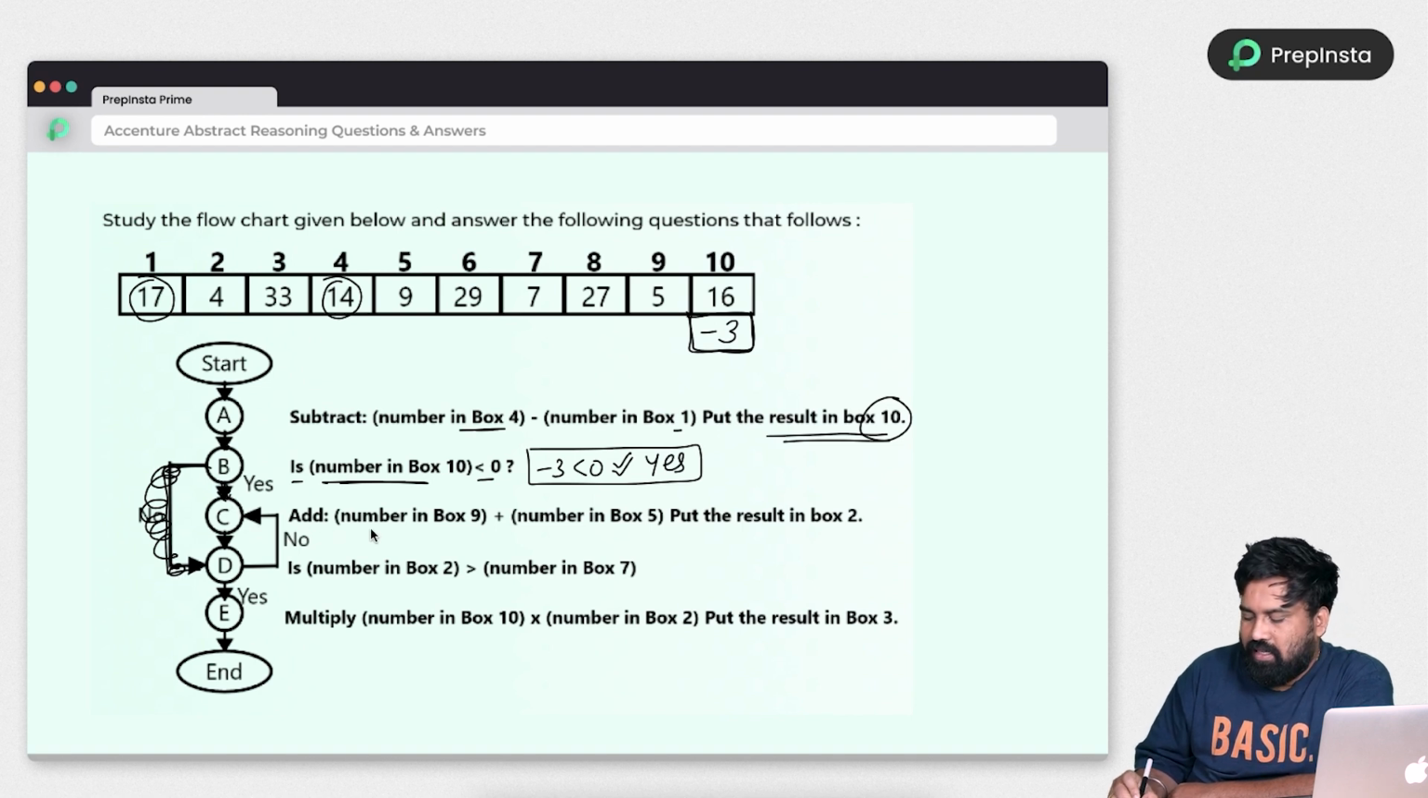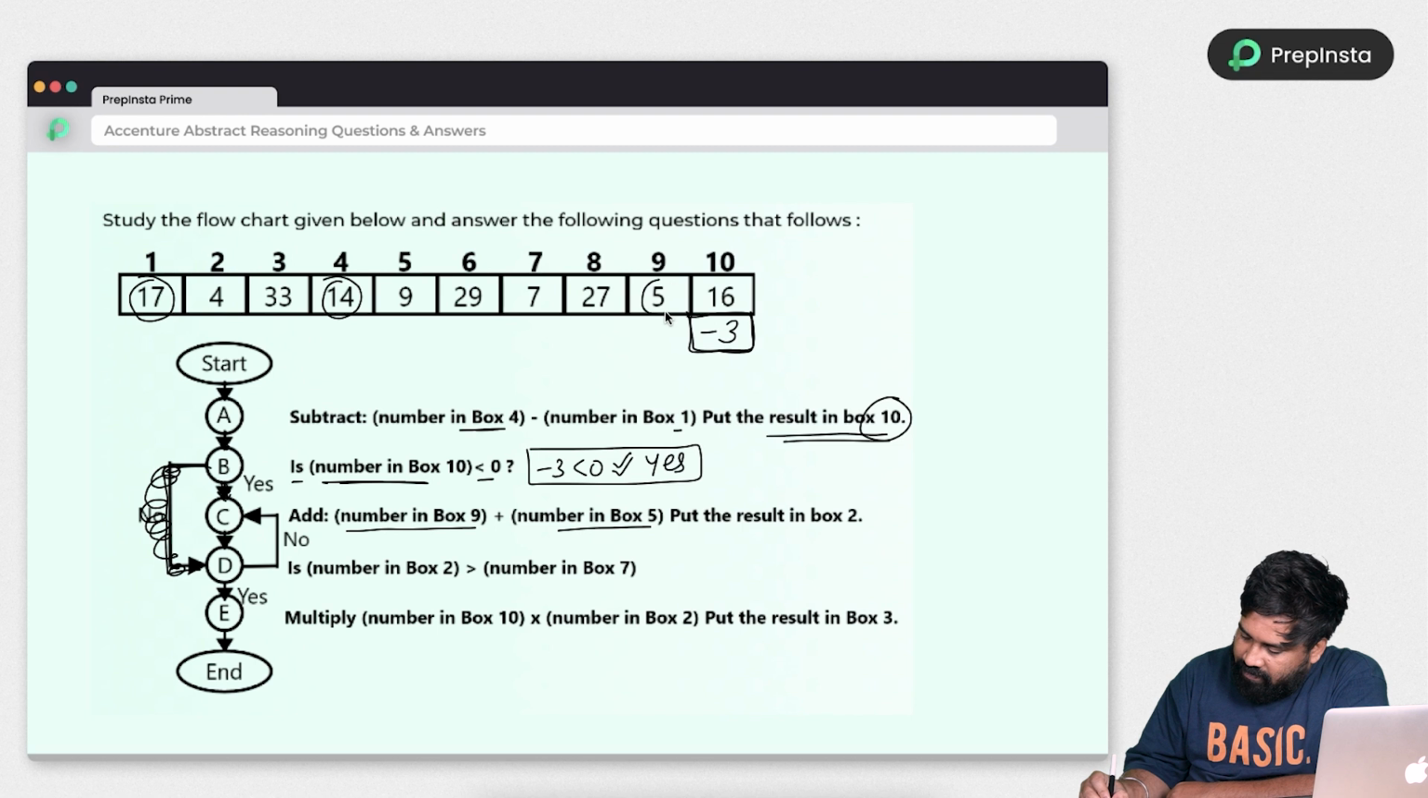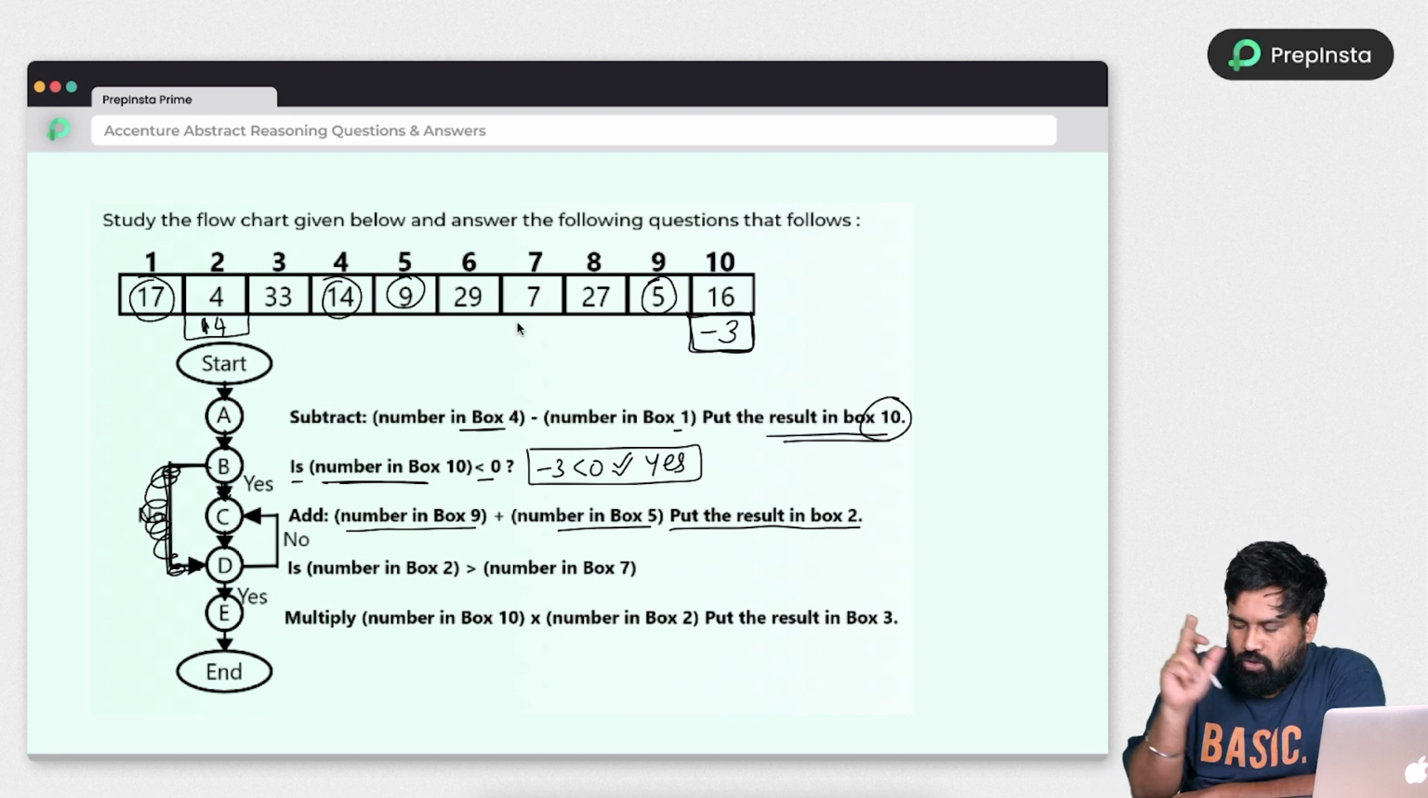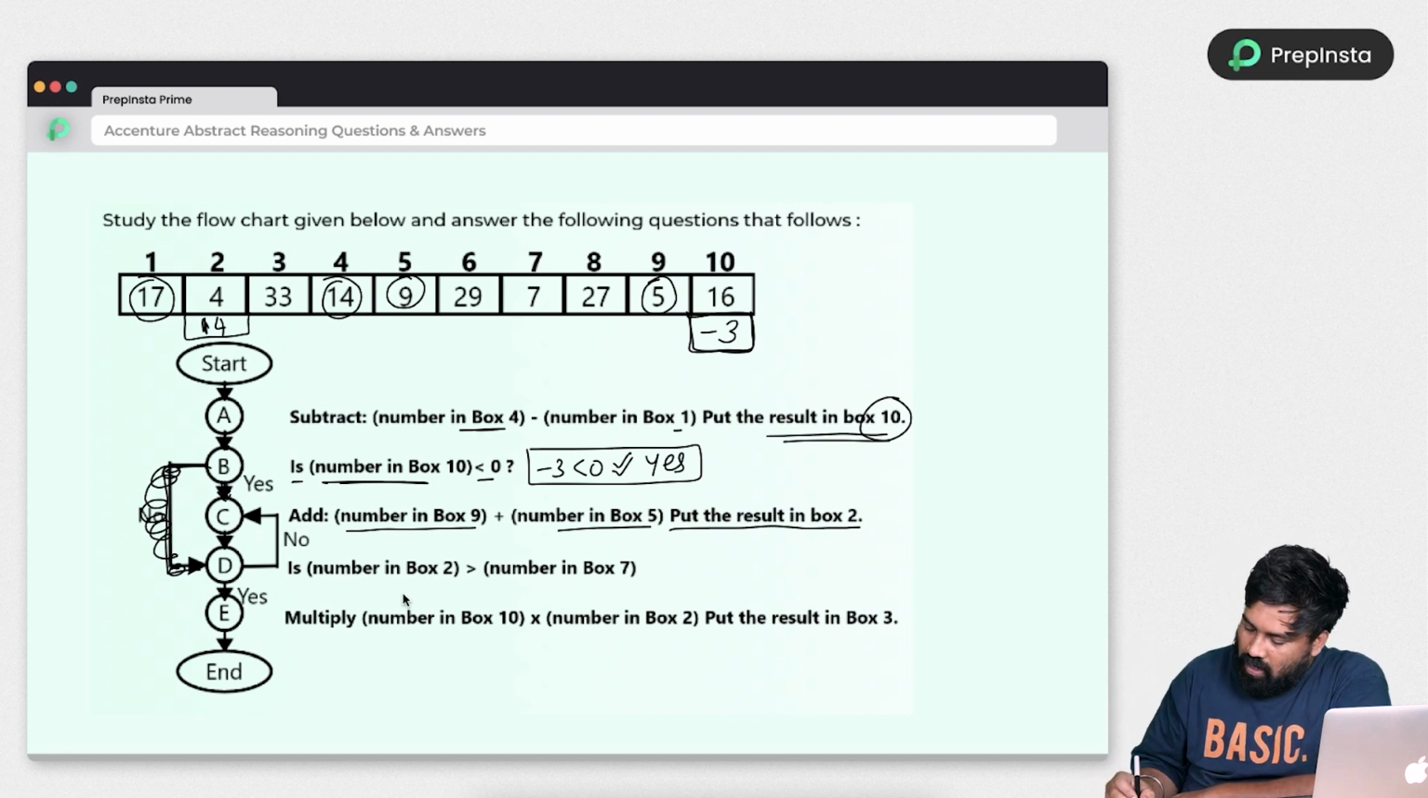What is C saying? C is saying to add the numbers in box 9 and box 5. Box number 9 has 5 and box number 5 has 9. So it's a swap. So 9 plus 5 is 14. Put that in the result box 2. So here I am updating it with 14. So two boxes were updated till now, that is box 2 and box 10. Okay. Next, come to D.